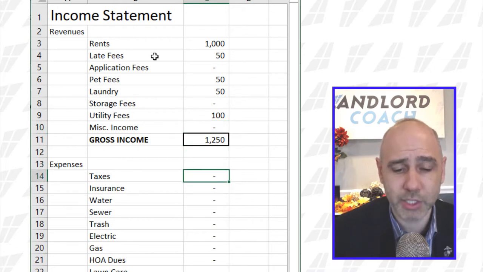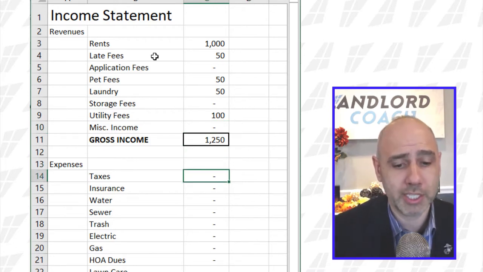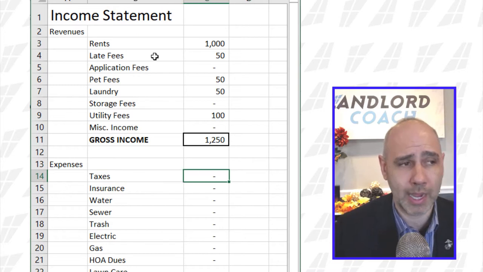All right, so taxes. What I'm talking about here, when we go into the expense side, this is all the money that's going out.